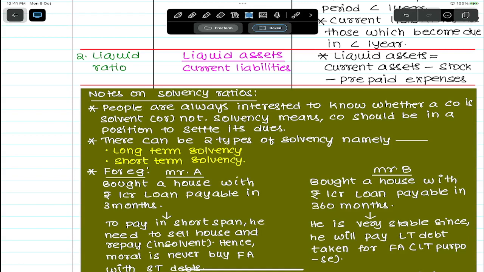Second one. What is a liquid ratio formula? Reasoning we will see later. What is the formula? Liquid assets by liquid liabilities. There is no concept of liquid liabilities. There is only one concept. What is that? Liquid assets by current liabilities. First we have to understand how these ratios are all derived. What is the meaning of this current asset by current liability?